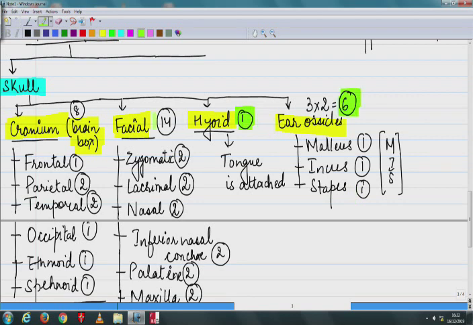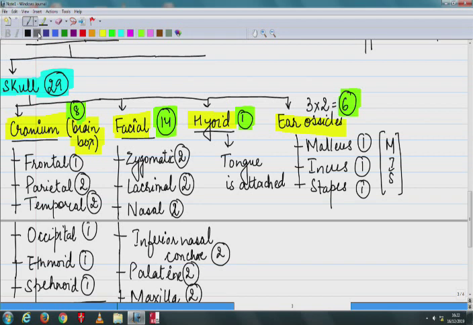This is 1, this is 6, this is 14, this is 8. So obviously this comes to a total of how much? 29. Fine. So our skull has how many bones in total? Our skull has a total of 29 bones. So 29 bones comprise the skull part of your body, the skull section of your body. So quite important. 29 bones.